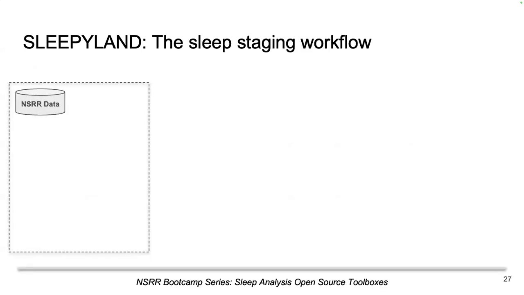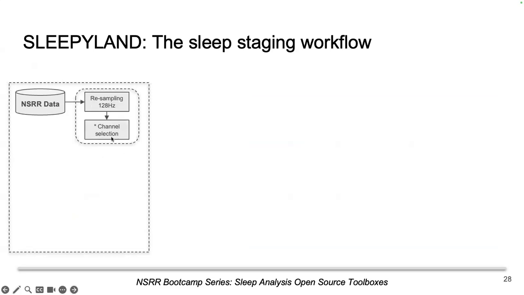So here, I just want to show you what is the workflow. So what we are doing in SLEEPYLAND. Starting from the NSRR data, this is the first step where we are going to harmonize the data. With harmonization, we just mean resampling all the recordings coming from the different data sets, and selecting the set of channels that we want, or at least that we need to give as input to our algorithms. So mainly EEG channels, EMG channels, and EOG channels.